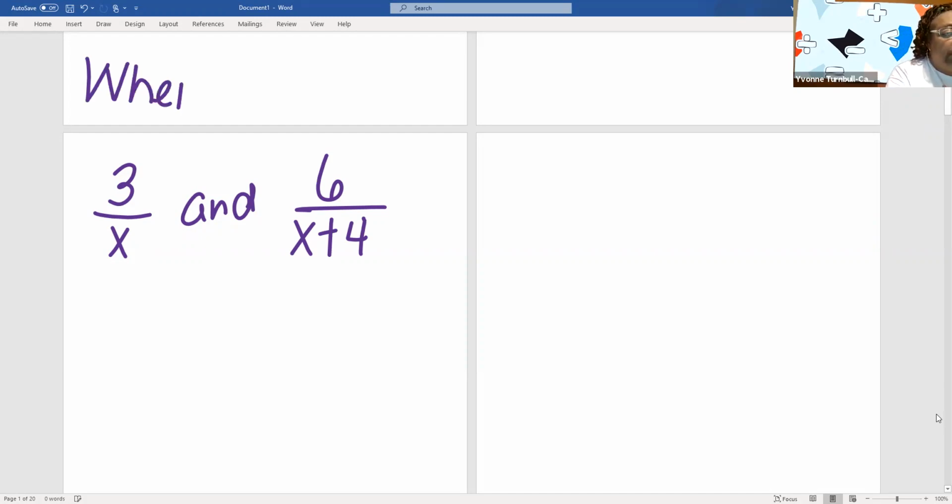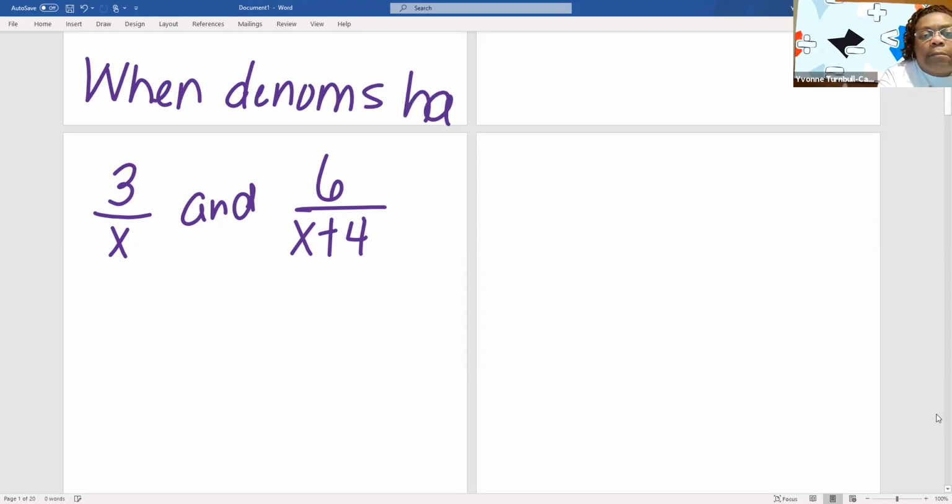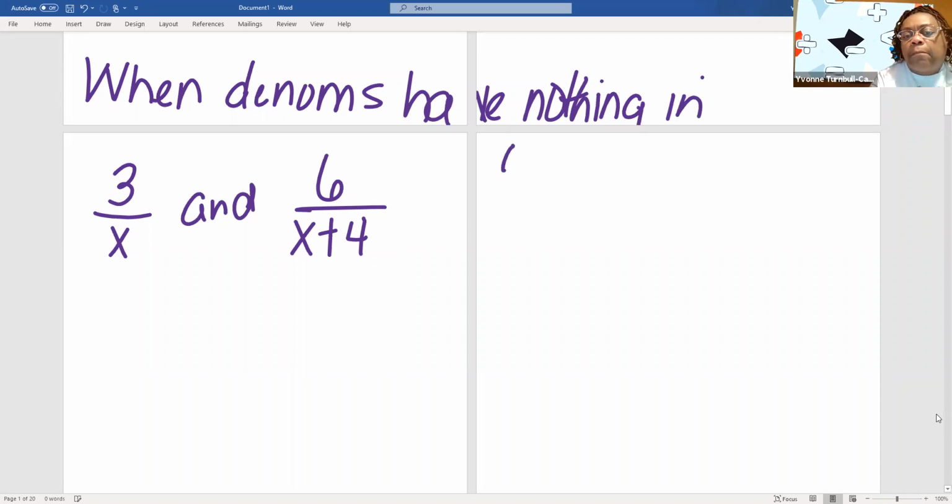When denoms, I call them denoms for short, have nothing in common, multiply to get the LCD. Multiply both.